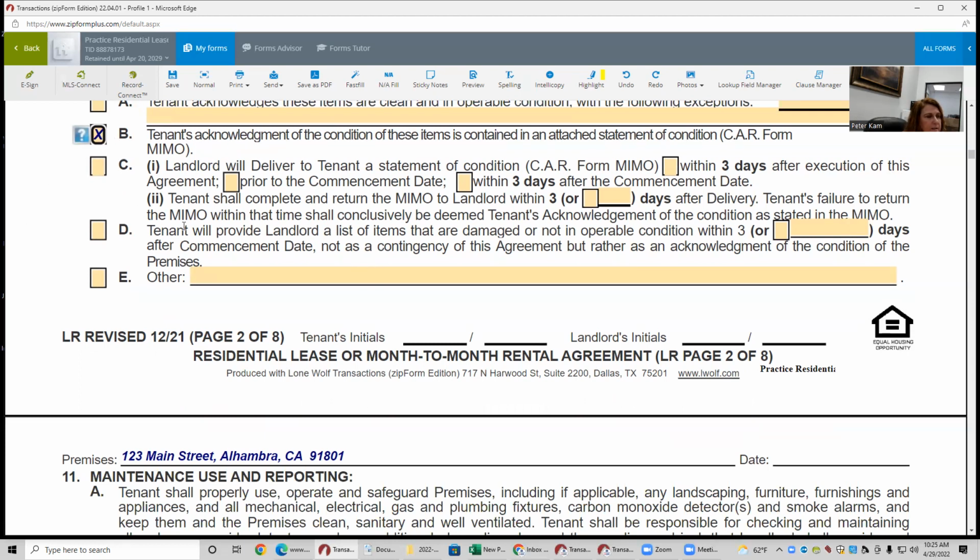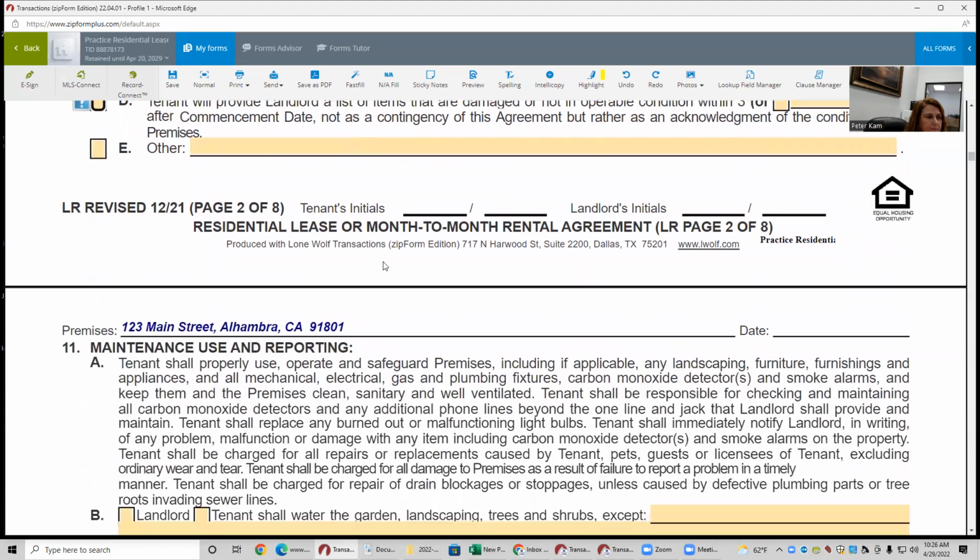If you want, you can say that the tenant will provide a list of items that are damaged or not in operable condition within 3 days. You could also check this if it makes you, the landlord, more comfortable. But I think it's sufficient to check the move-in, move-out, to provide the move-in, move-out document, have the landlord sign it and return it as soon as possible by commencement date to the tenant.